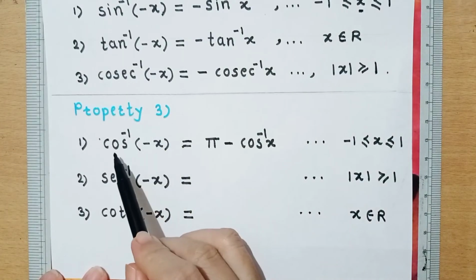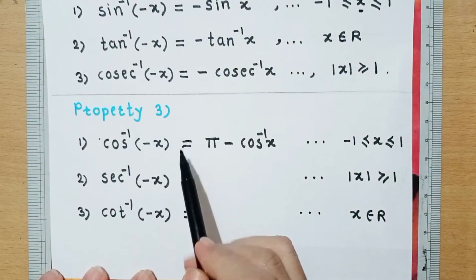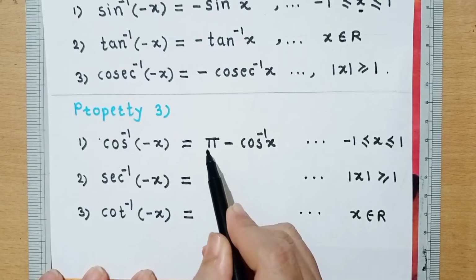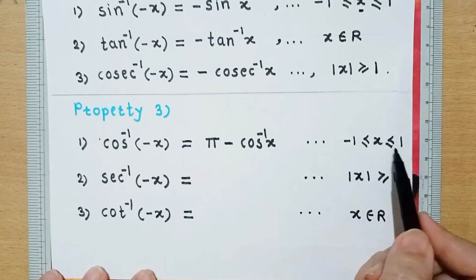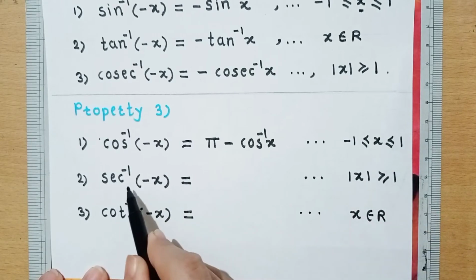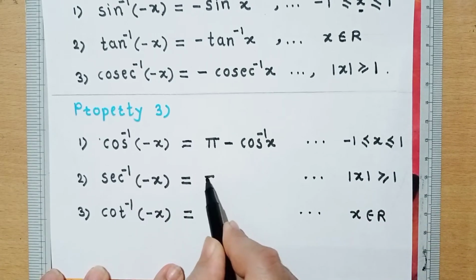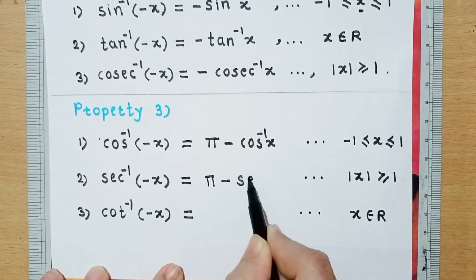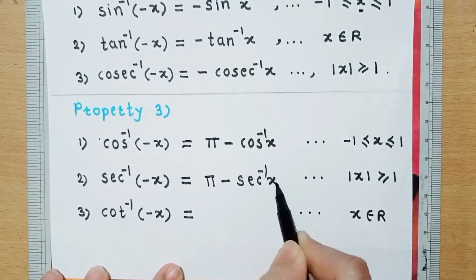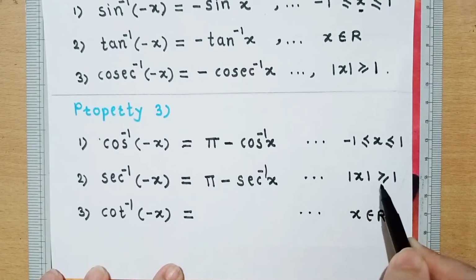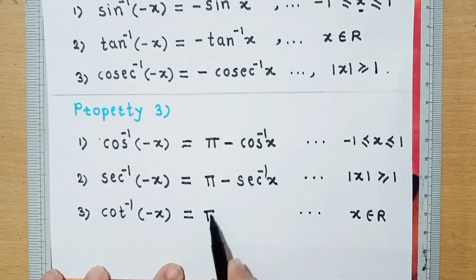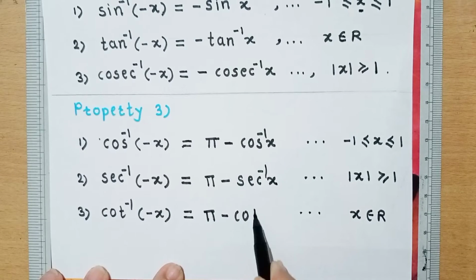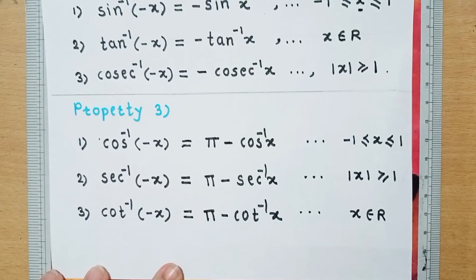Property 3, cos inverse of minus x equal to, here we have to write pi minus cos inverse of x, where x lies between -1 to 1. By the same way, we will write this form pi minus sec inverse of x, where mod of x greater than or equal to 1, and this is equal to pi minus cot inverse of x, where x belongs to R.